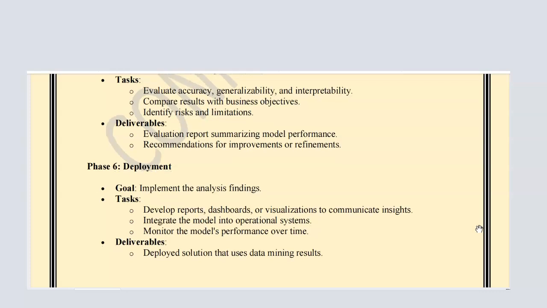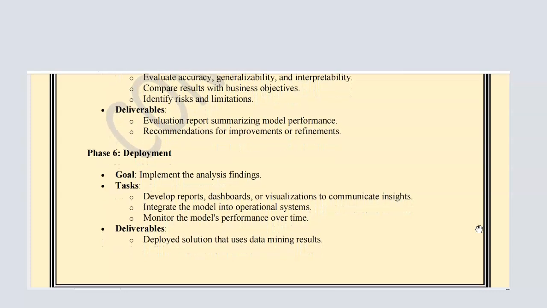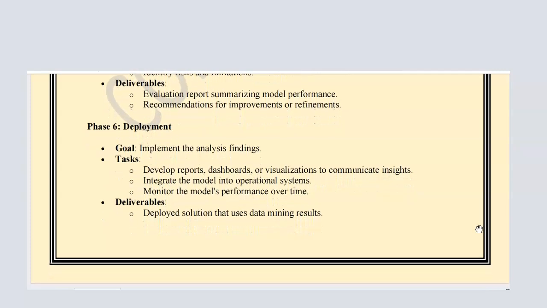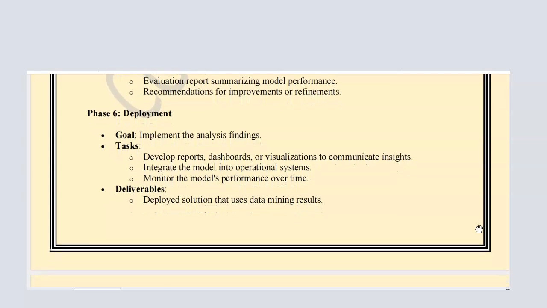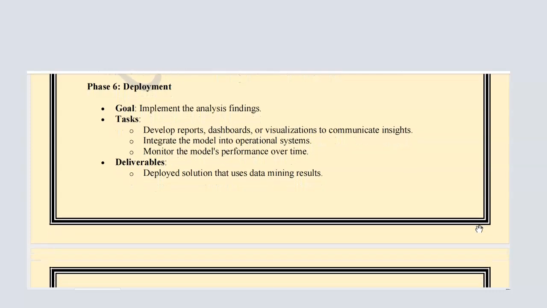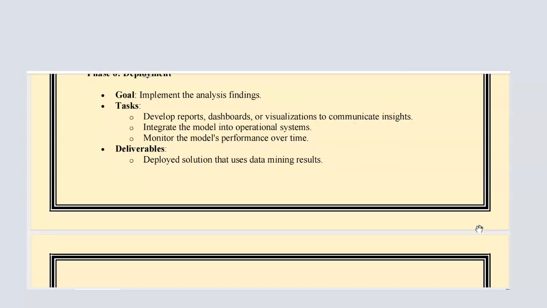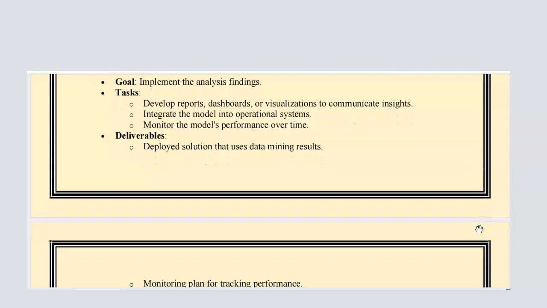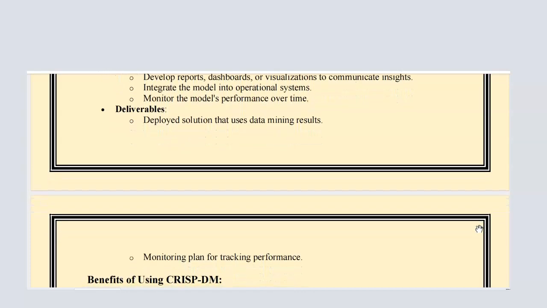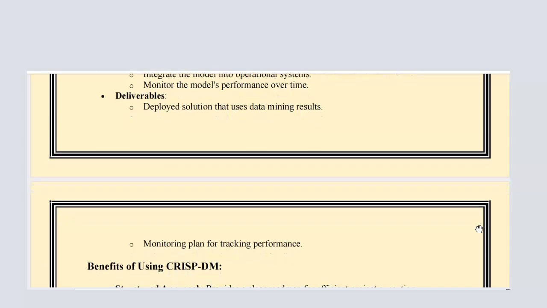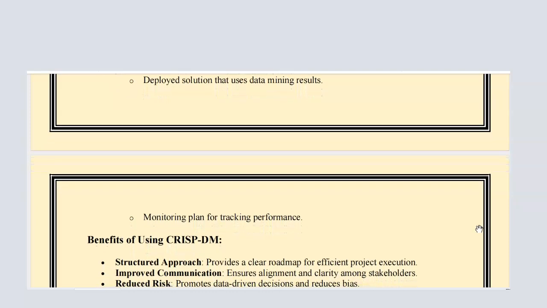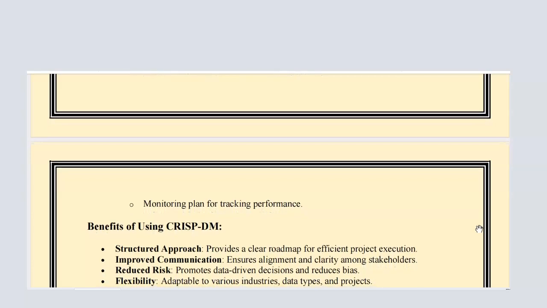So we can proceed to the benefits of using the Cross-Industry Standard Process for Data Mining. The first one is a strategic approach, which provides a roadmap for efficient project execution. The second one, it improves communication, then it reduces the risk of failure, and also there is flexibility. Adapting to various data types, projects, and industry contexts improves flexibility.